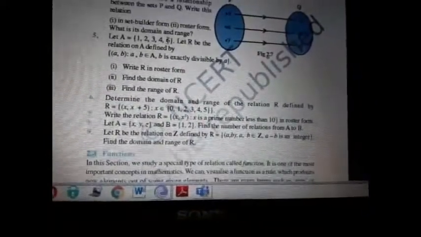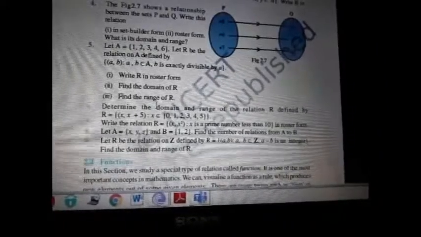If you go for the third element 3, which are all the elements divisible by 3? 3 and 6. So which are all the elements that come under the relation R? 3 comma 3 and 3 comma 6. If you move on to the fourth element 4, 4 is the only element which is divisible by 4, therefore 4 comma 4. Then 6 also the same way, so 6 comma 6. So these are all the elements which will come under the relation R.